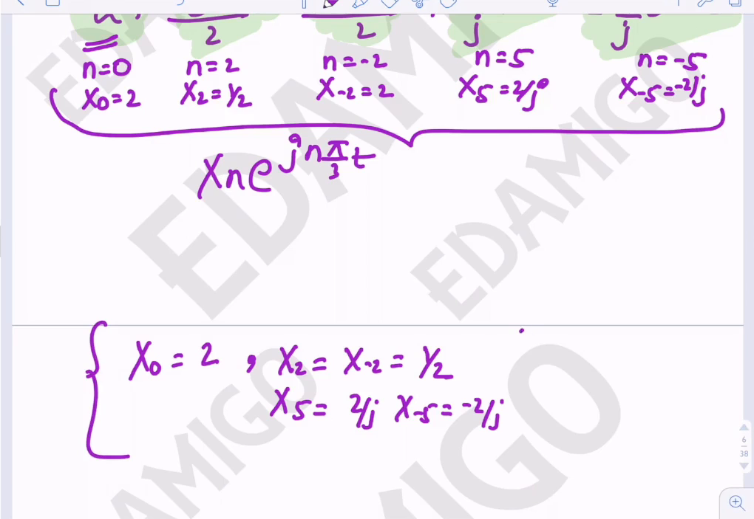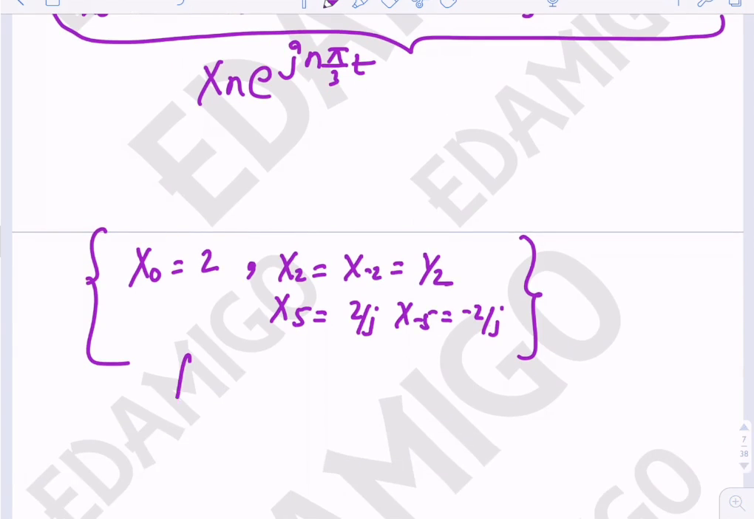So this is the value of xn, and for other values of n, xn is 0. Okay, so this is the method.